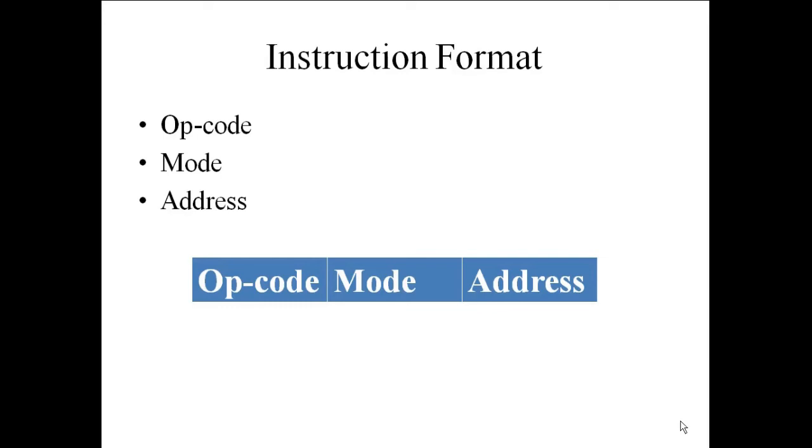Now the instruction format. The instruction format generally consists of three parts. First is called the opcode, that is the operation code. Second is the mode, and the last one is called the address. Opcode, that is the operation code. This portion defines which operation is to be performed by this instruction.